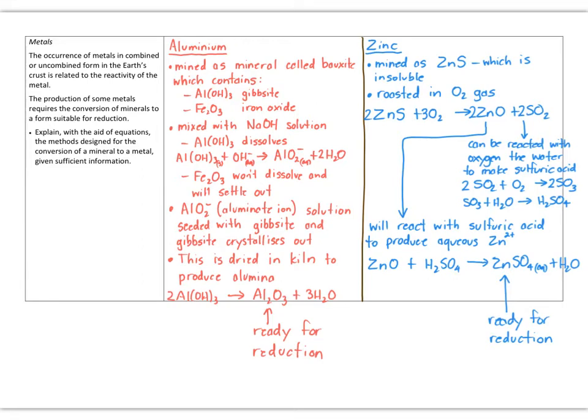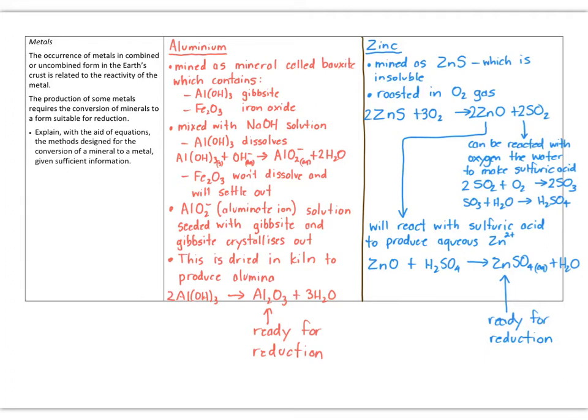The zinc oxide will react with the sulfuric acid to produce aqueous zinc ions. So zinc oxide plus sulfuric acid, we get aqueous zinc sulfate. So this is dissolved. We've got aqueous zinc ions plus water. This is the form that's ready for reduction. We can then do an electrolytic reduction, like I talked about in the first part of this video, to produce the zinc metal. We can't do that directly though with the zinc sulfide. We have to go through this conversion process to get it into a form that's ready for reduction.